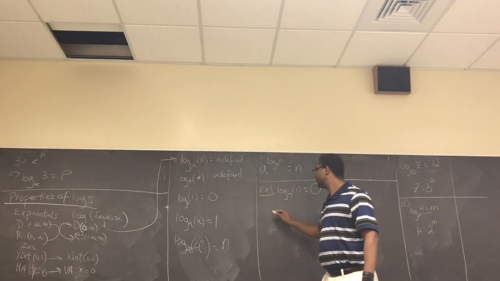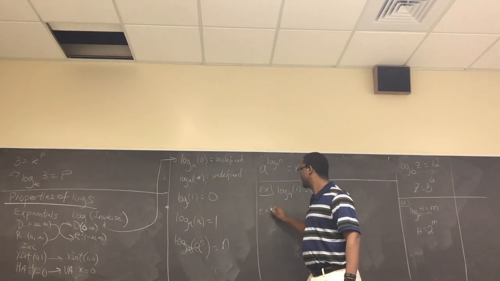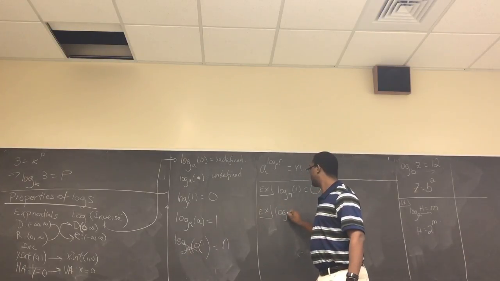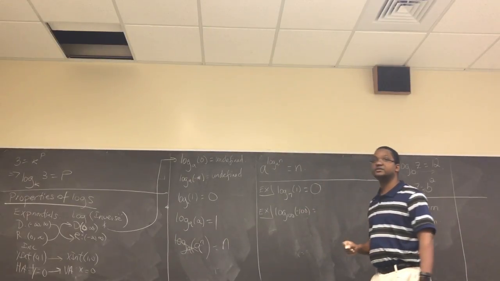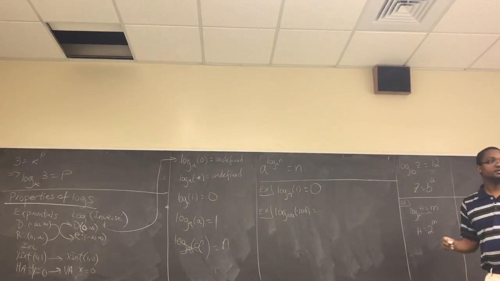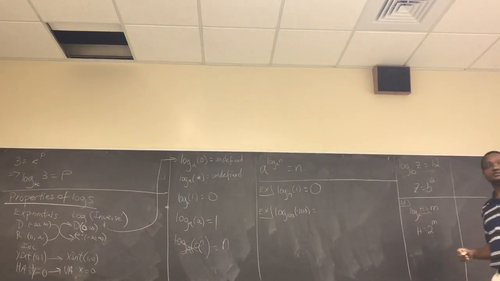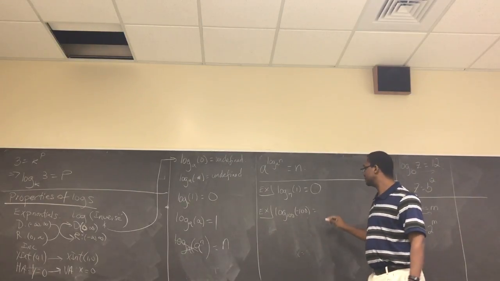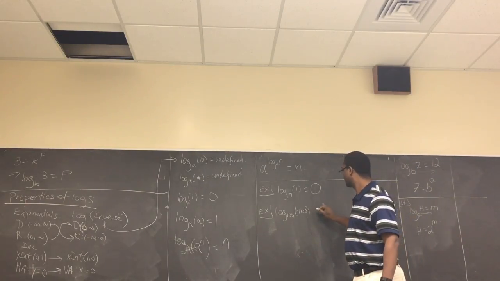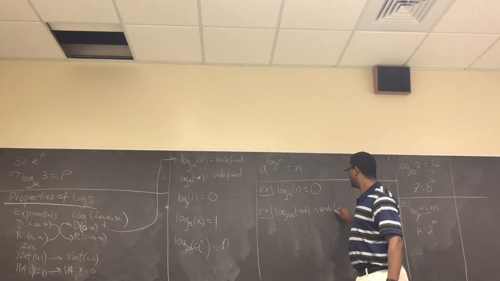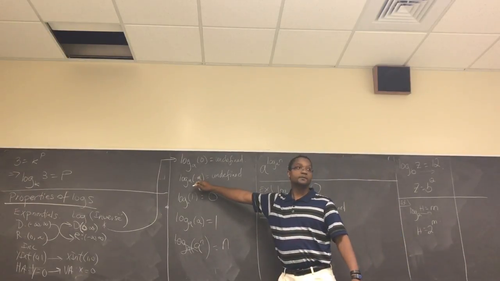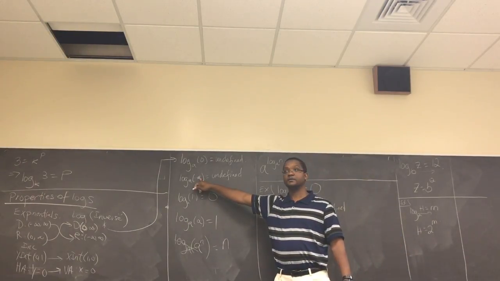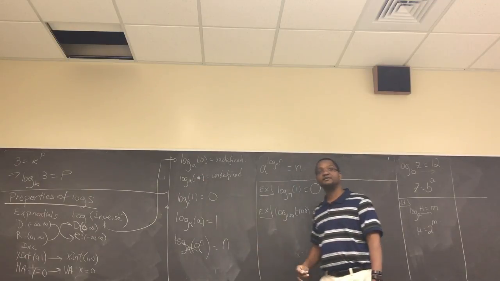Let's say I have log base 100 of negative 100. What's that equal to? It's undefined, right? It is not 1. It's undefined, or no solution. Why? The negative is killing you.